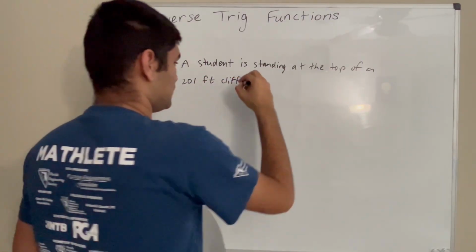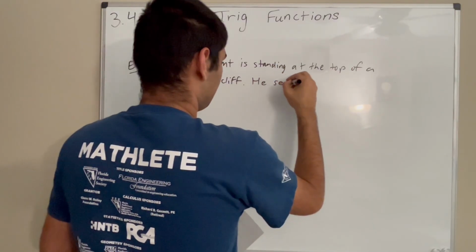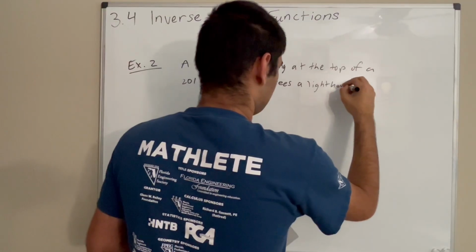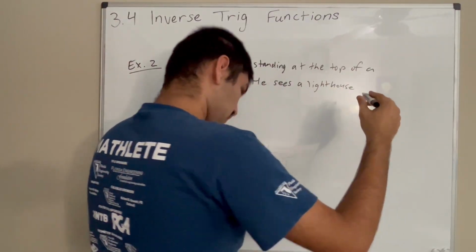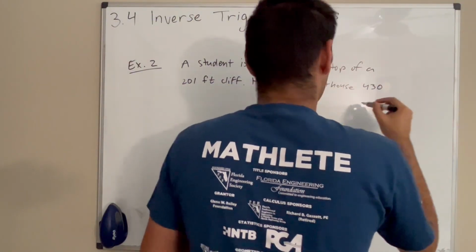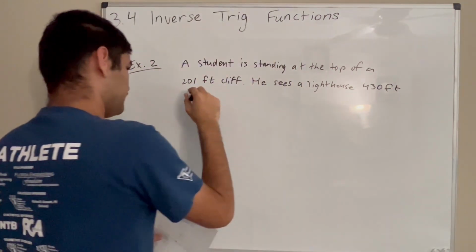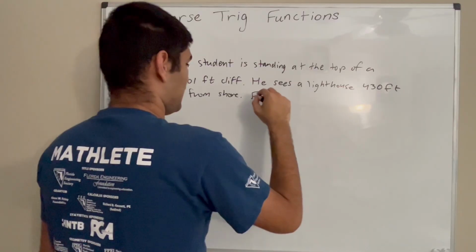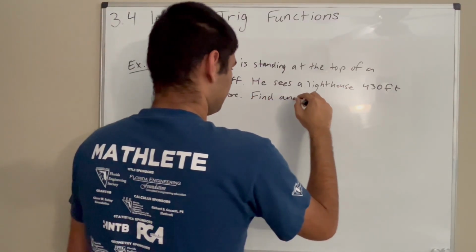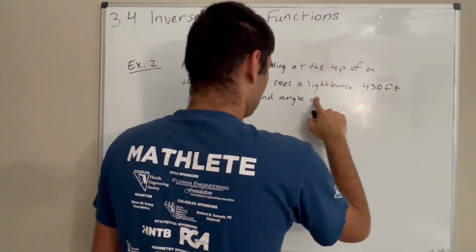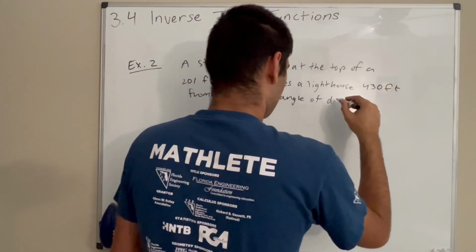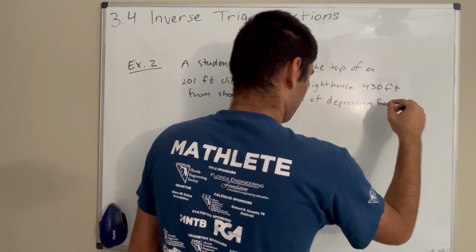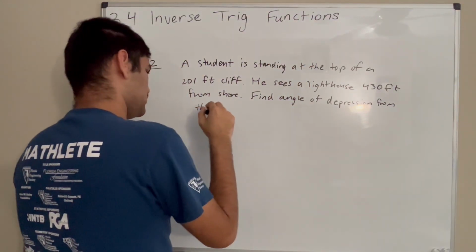Okay, and then he sees a lighthouse 430 feet from shore. So you want to find the angle of depression from the student to the lighthouse.